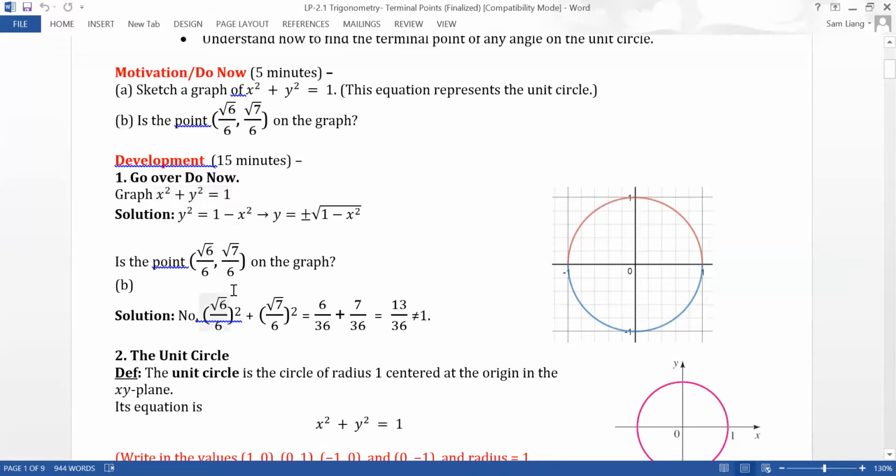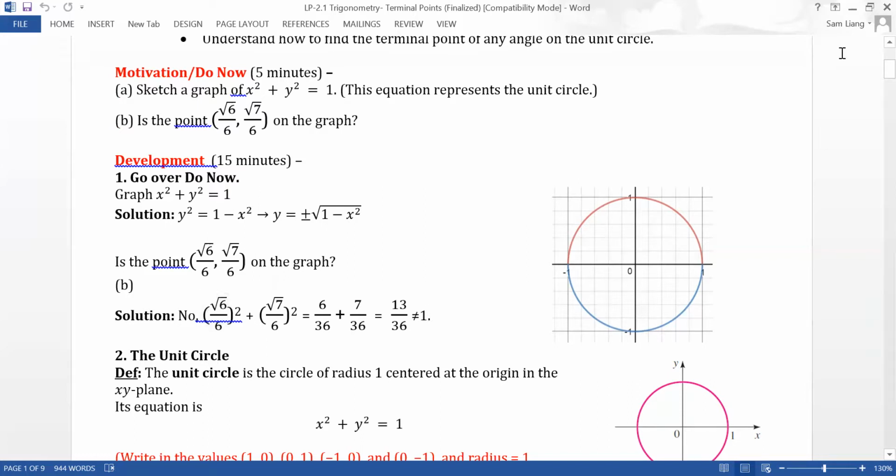Okay, but as we can see, it'll come out to 6 over 36, right? That's root 6 over 6 squared. And then root 7 over 6 squared, that's 7 over 36. Okay, and that adds up to 13 over 36, which is not equal to 1. Okay, so 36 over 36 will be 1, but this is not equal to 1. Okay, so therefore we can conclude that this is not on the graph.